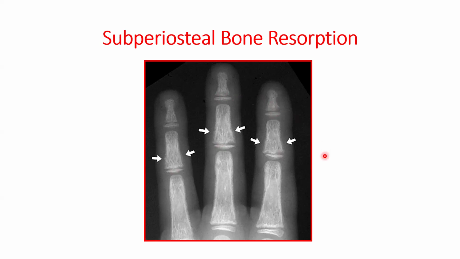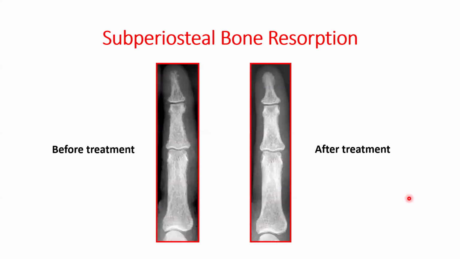All right? Here, actually, there is extensive subperiosteal bone resorption in the radial and in the ulnar margins of the middle phalanges of these three fingers. Very extensive. Okay? So this is how subperiosteal bone resorption looks like. Before treatment, you see it's eaten up. But here, after treatment, a nice white line like that. Can you see the difference?